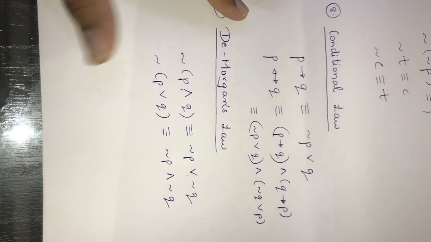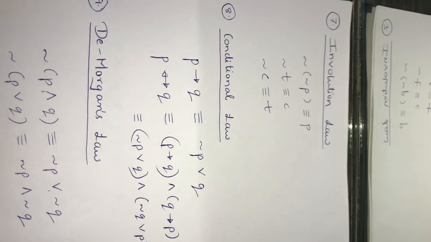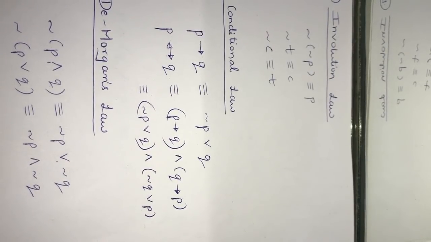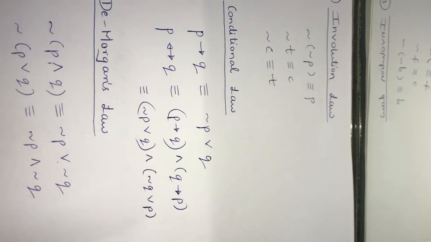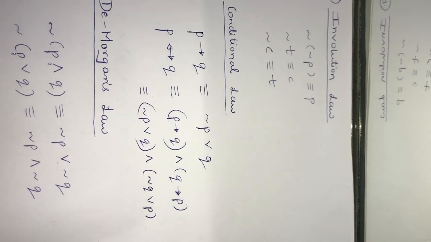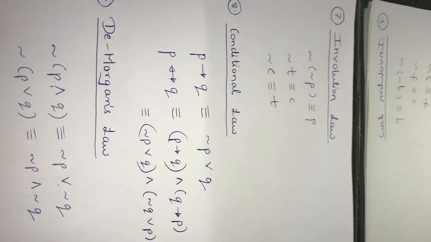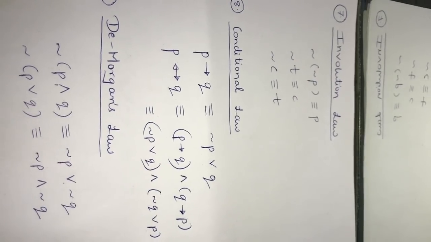Okay, so very quickly we have done these laws because they are quite simple. So the involution law says that negation of negation P is P, negation of tautology is contradiction, negation of contradiction is tautology. The conditional law is P implies Q is negation P or Q. P double implies Q, you can see it is P implies Q and Q implies P. And De Morgan's law, the negation goes inside. Very quickly we have done these laws, and these are easy, we have already covered them before.